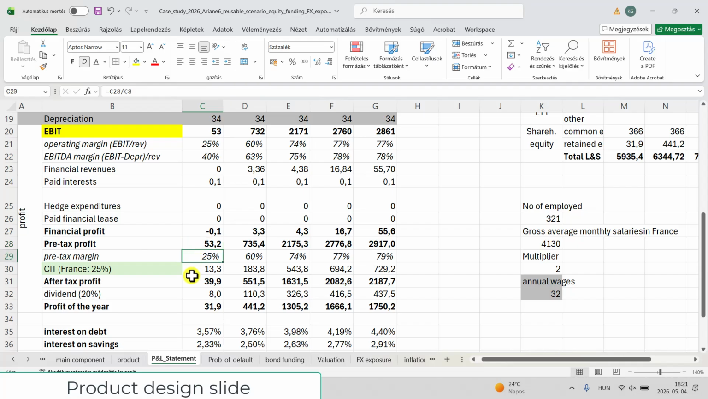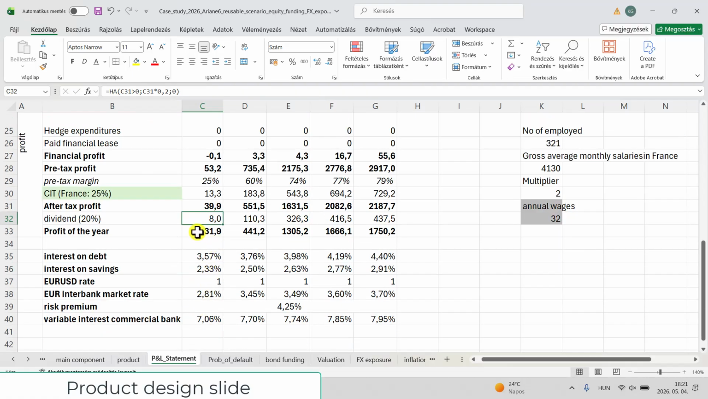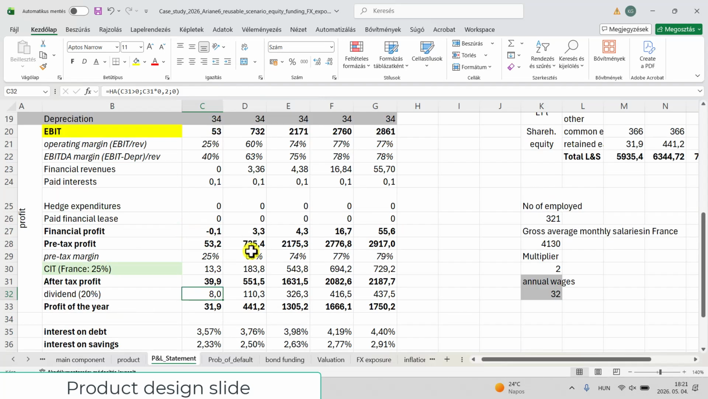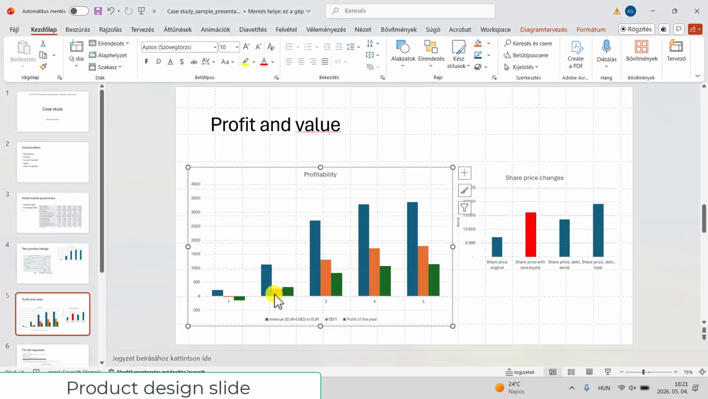Pre-tax profit will be estimated automatically. Corporate income tax, we are in France and we are not optimizing taxes. We are paying some dividend for our shareholders, and then we have the profit for the year. So what kind of data do we need? We need revenue, EBIT, and profit of the year.